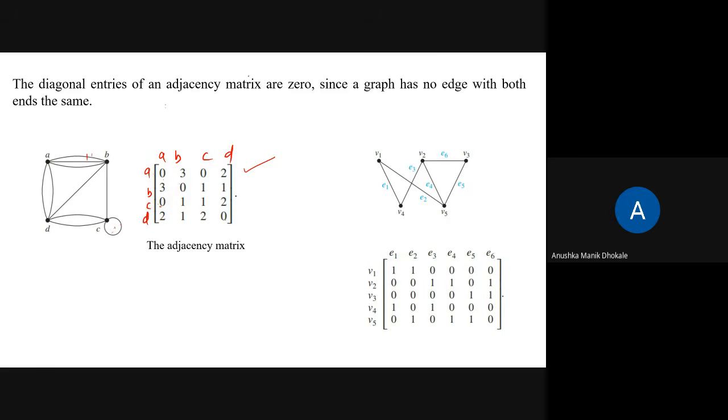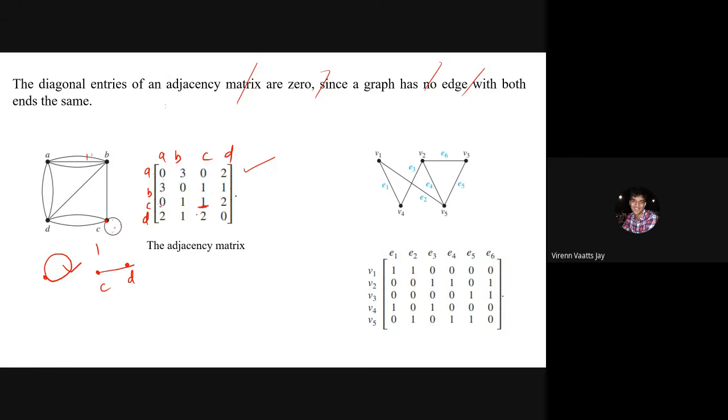Ma'am, for the loop, we count 2 times, right? Loop, if from C to C, I am counting here. If edge is there between C and D, we'll count 1. So here I am telling you where the loop is. Loop is here at C. C to C and edge is there, is it? So that's why 1 is present here.